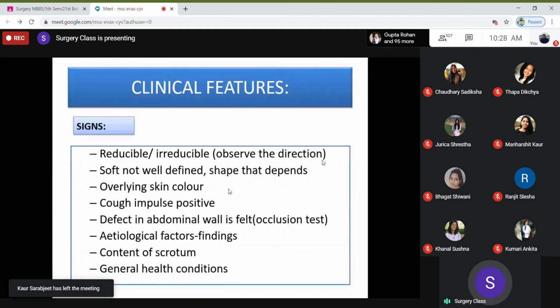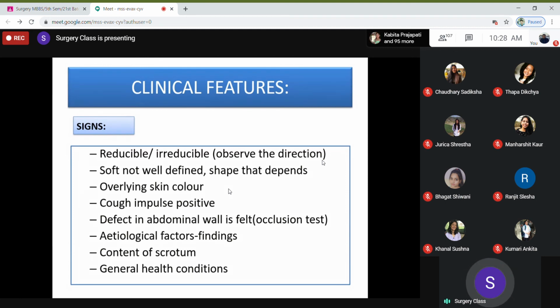Then you try to find the etiological factor: what is causing the intra-abdominal pressure to increase? Whether it's the prostate, a chronic cough, ascites, pregnancy, a malignancy, or anything else, or a weakness of the wall, an immunocompromised disease, collagen fibers not properly formed, or a congenital problem. In case of inguinal hernia, you have to see the scrotum to see the content.